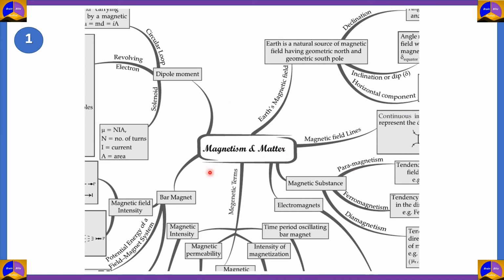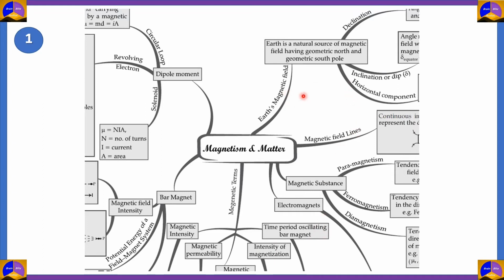So today we'll be dealing with, first of all, a bar magnet, which is one of the most useful tools that mankind had ever discovered. And we'll be looking at magnetic field intensity, potential energy of a field magnet system, torque, and thermal power, etc. Then we'll be looking at magnetic field lines, dipole moment of circular loop, revolving electron, and solenoid. Then we'll be looking at some magnetic terms such as magnetic intensity, magnetic permeability, magnetic susceptibility, intensity of magnetization, time period of oscillation of a bar magnet, etc.